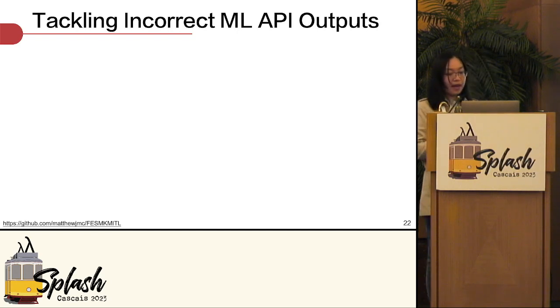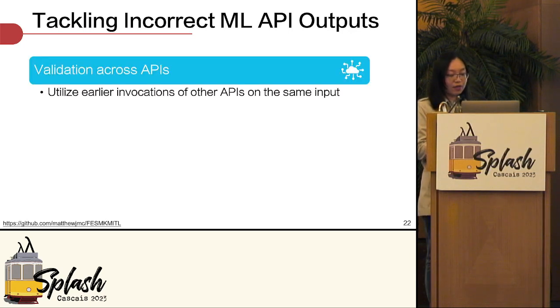As discussed earlier, it's difficult to automatically judge whether the output of an ML API is correct or not. SmartGL tackles this challenge by leveraging information beyond a single API invocation. First, validate across the APIs. SmartGL utilizes earlier invocations of other APIs on the same input.